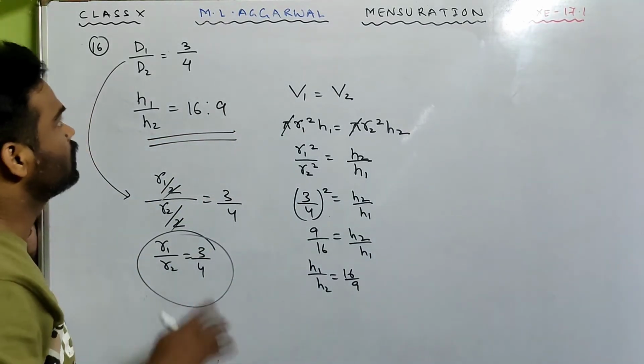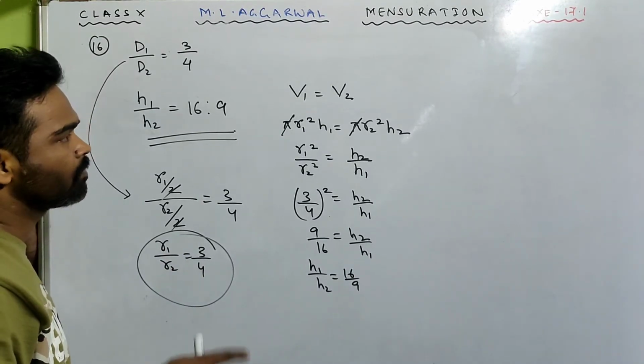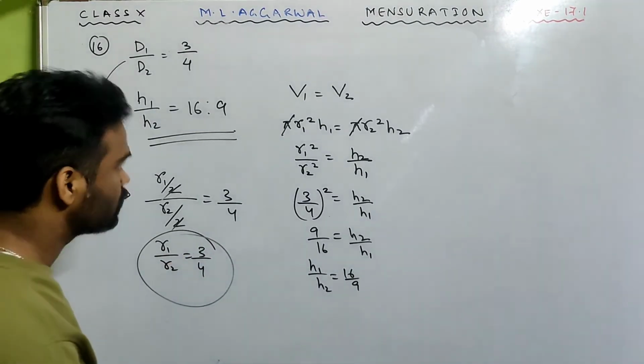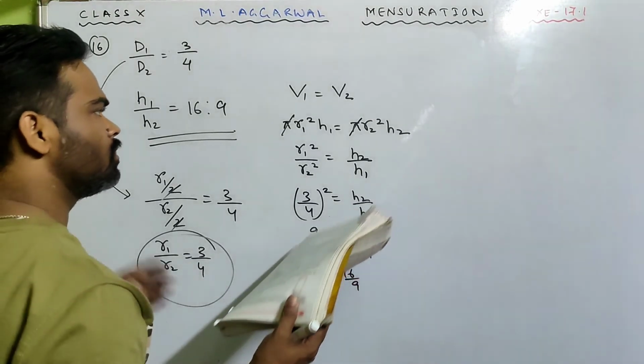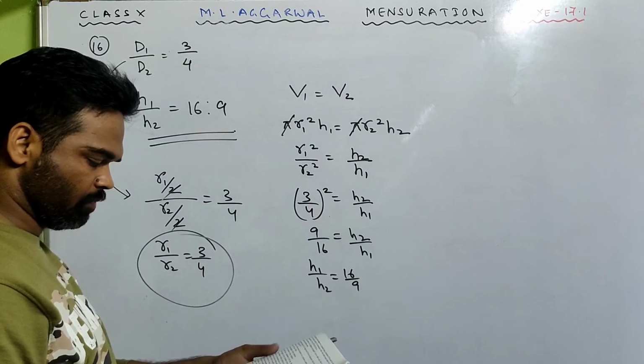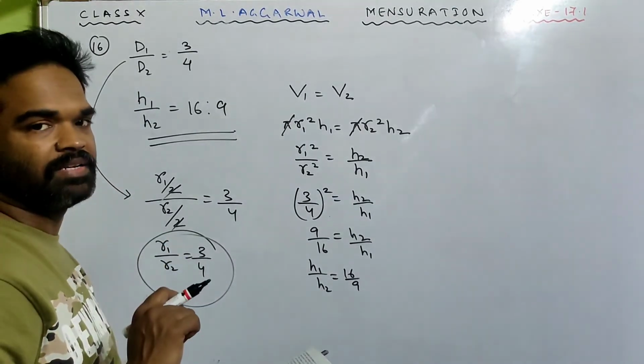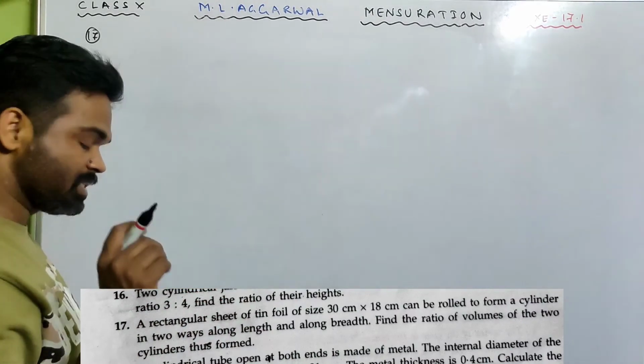Done. Very easy. D1 by D2 was given. You find R1 by R2. Then V1 equals to V2 was given. Just substitute pi R square H formula. You'll get H1 by H2. Okay. Now let us look at number 17.